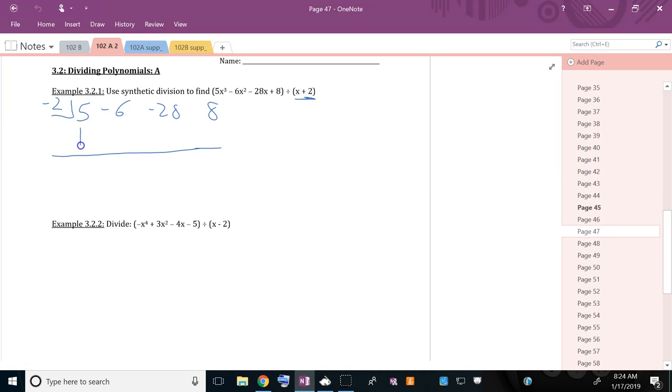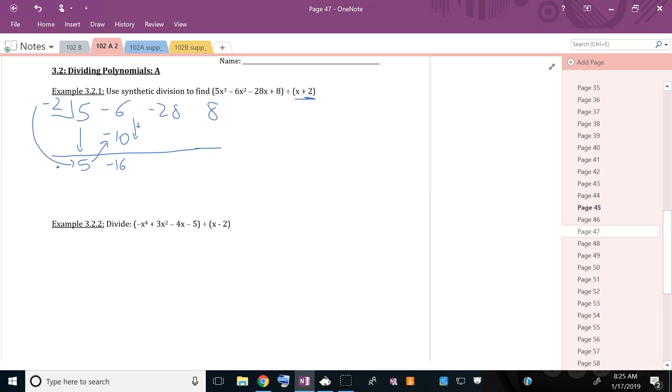So to do synthetic, I take the first number and just bring it straight down. Then I take the number in the box and I multiply it by the number underneath. That result I put up here, so negative 10. And then I add down to get negative 16. And then I just continue that process until I run out of numbers.